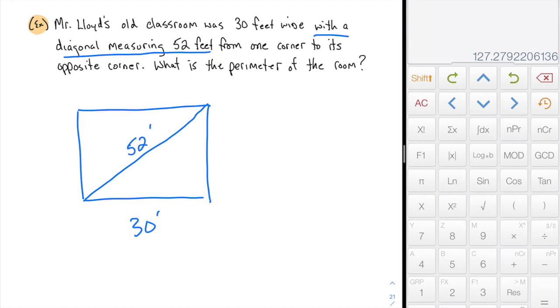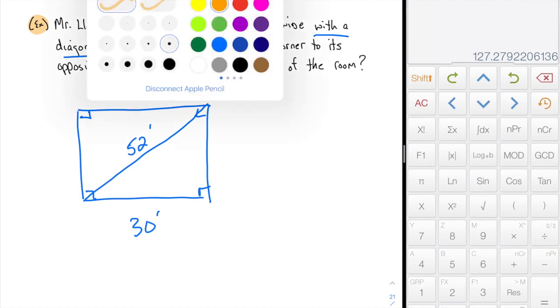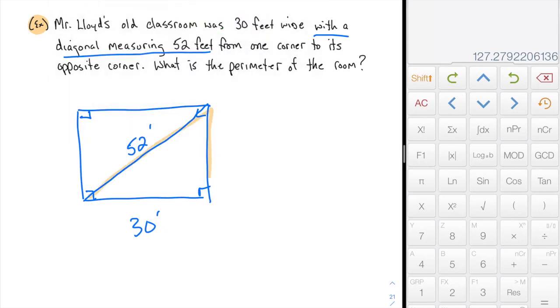It's a rectangular room, so I have 90-degree corners. What's the perimeter of the room? Okay, so two things here. One, I see that I have a right triangle, so I can use the Pythagorean Theorem. But two, what I'm really looking for is the perimeter of the room. So let's be clear that that's what I'm after, right? The perimeter is the thing that I'm after. So I'm going to use the Pythagorean Theorem.